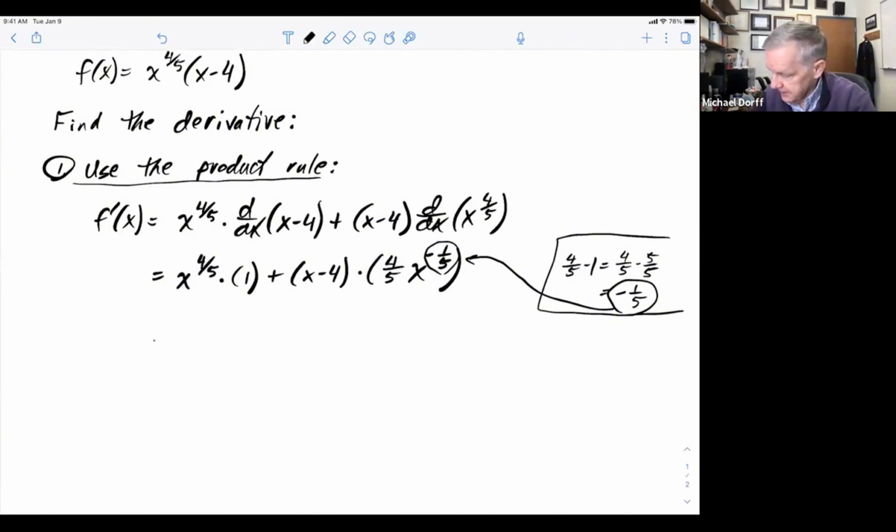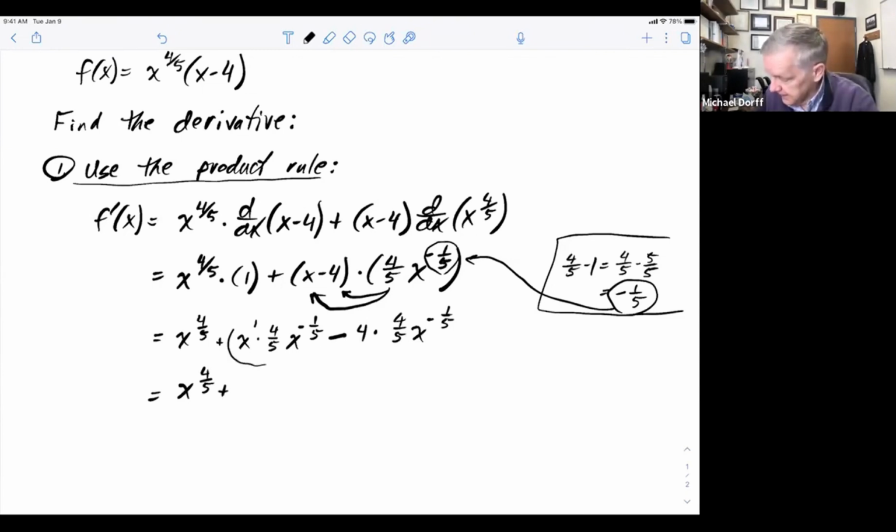Now, we're going to simplify this a little bit, combine terms. So I get x to the 4/5. Now I'm going to distribute this 4/5 x to the negative 1/5 to the two terms inside the parentheses. So first I'm going to get x to the first times 4/5 x to the negative 1/5, and then I have minus 4 times 4/5 x to the negative 1/5. Now, what is x to the 1 times 4/5 x to the negative 1/5? Well, that's going to be 4/5. What's going to be my exponent on x? Well, I have a 1 and I have a negative 1/5. I add those together. 1 minus 1/5 is going to give me 4/5.